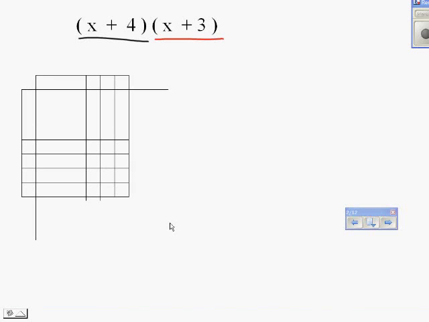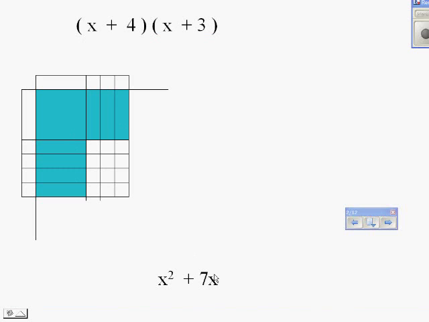And then we can see our answer area. We have an x squared. We have 1, 2, 3, 4, 5, 6, 7 x's. And 1, 2, 3, 4, 5, 6, 7, 8, 9, 10, 11, 12 ones. So that's our answer to it.